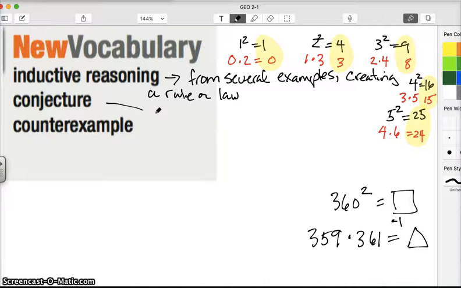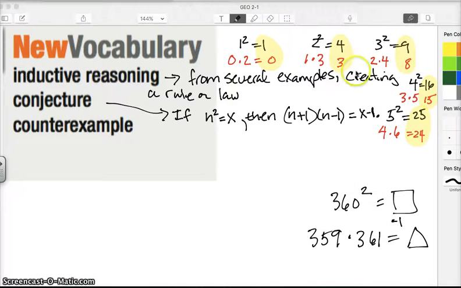Now your conjecture is actually the formulation of that law. So given this inductive reasoning, here's my conjecture. If n squared is equal to some number x, so if I have some number n times n and it's equal to x, then n plus 1, the number after n, and n minus 1, the number before n, the product of those two is going to give me 1 less than n squared, or x minus 1.